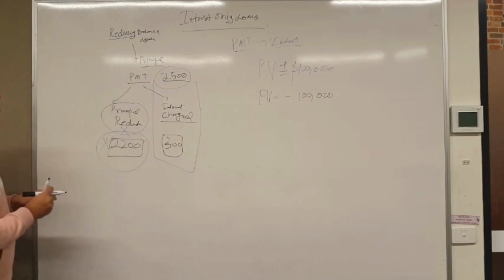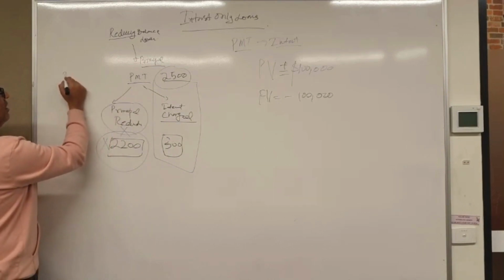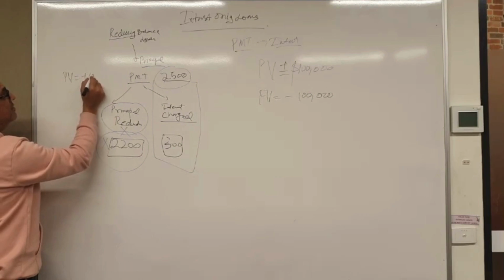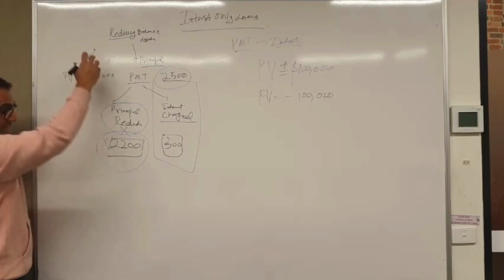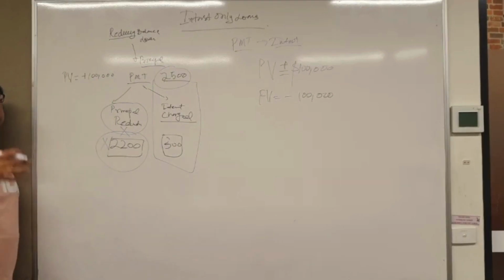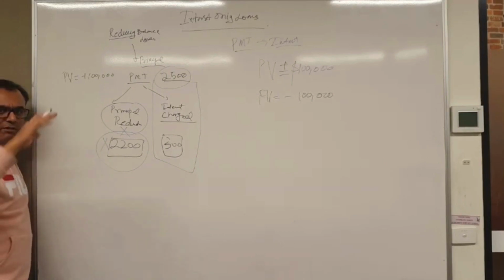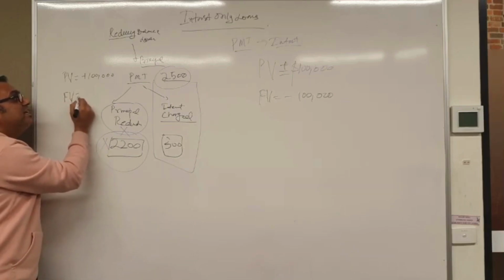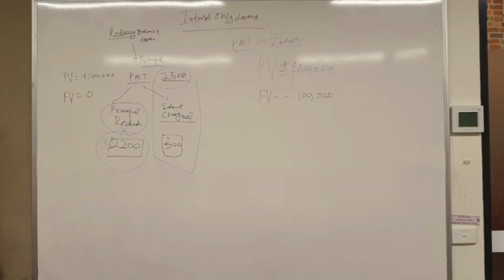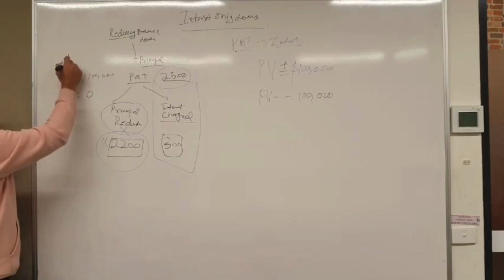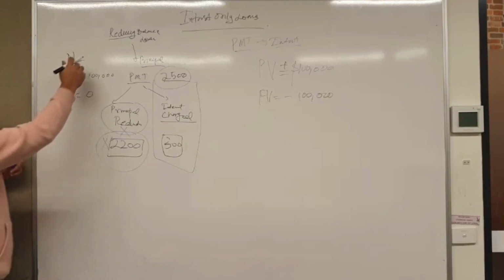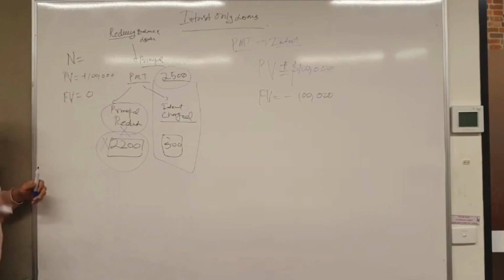In reducing balance loans, your PV will be, in the same scenario, a positive 100,000, but there is a tenure attached to it: 5 years, 10 years, whatever time frame you're paying your loan off in. Eventually, at the end of that tenure, the future value becomes zero because you're fully paid. So there is an n value, or time period, associated with reducing balance loans. So you have a significant n here.